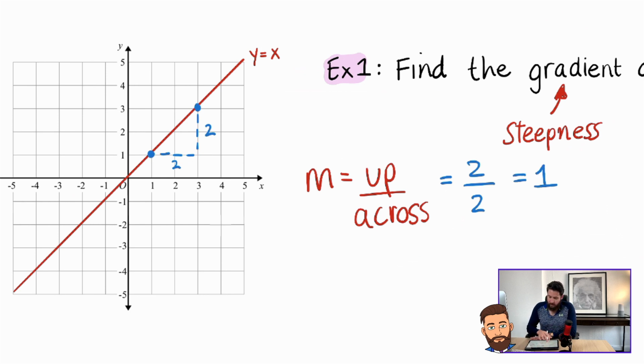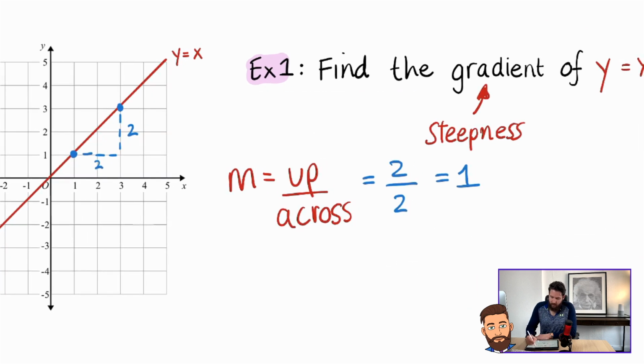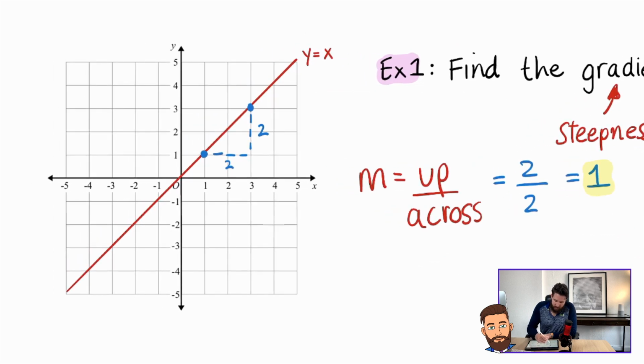Okay, so that means that the gradient is 1. The steepness of our line is 1. What does that mean? It means every time you go across one unit, you go up a unit to meet the line. Across 1 unit, up 1 unit, across 1, up 1, across 1, up 1. Okay, and that is what makes a straight line.